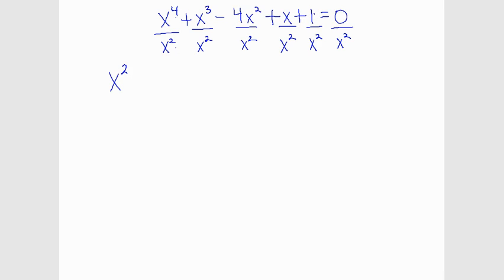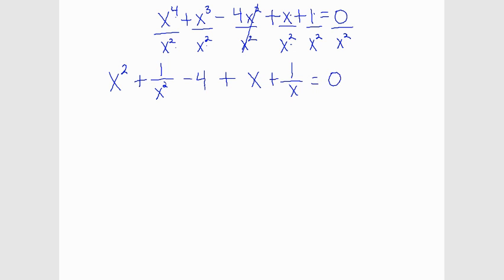I got 1 over x squared. I'm going to put the x squared terms together. So the x squared and the 1 over x squared. All right, and then this will cancel. I'll just put the minus 4 here. And then I'm going to put plus x cubed divided by x squared will give me x. And then x over x squared will give me 1 over x.